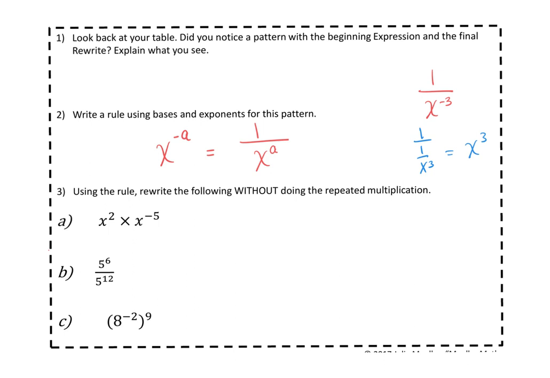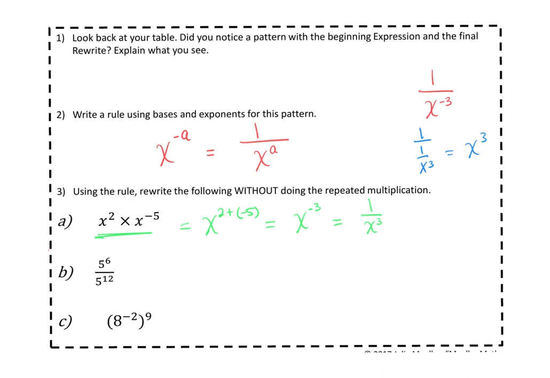So let's look at this one right here. My first rule is I'm multiplying like bases. So I need to add a 2 and a negative 5. What is 2 and negative 5? So it is negative 3. So how would I rewrite that? 1 over x to the positive 3. There we go. All right?